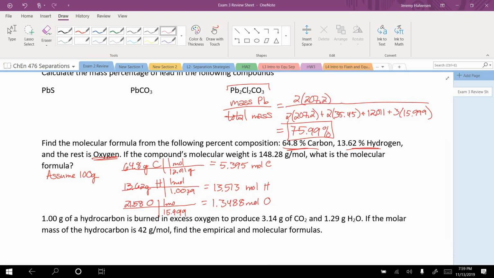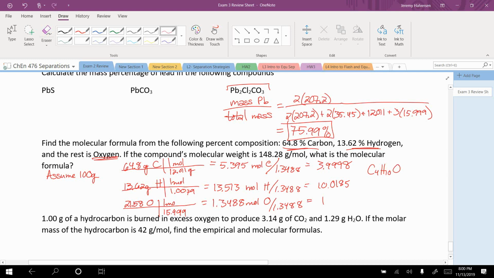Yeah, why? Because I want whole nice numbers. And the fastest way to do that is divide by the smallest thing, because that guarantees the smallest number I get is 1. Does that make sense? I could divide by any of these. I just have to then multiply later by a bigger number. So I divide all of these by 1.3488. This gives me 3.9998, 10.0185 and 1. Sweet, those are pretty nice numbers, right? So that gives me C4H10O.